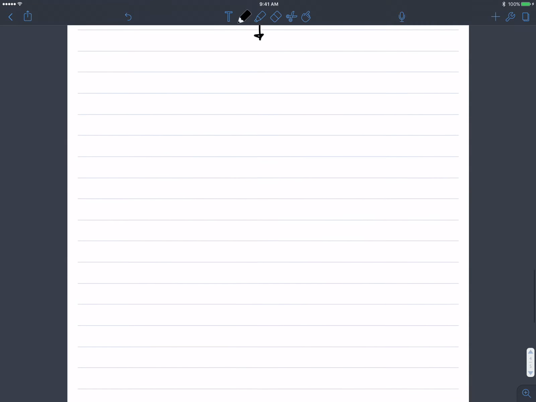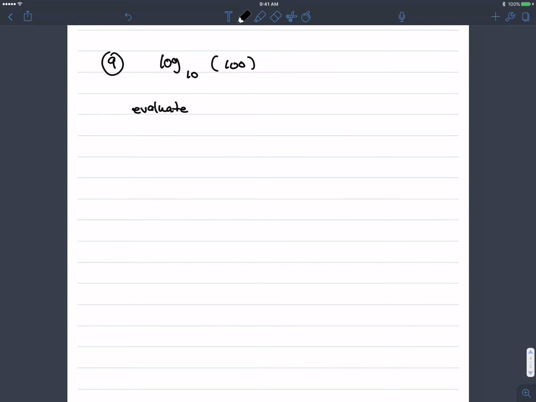Number 9. These problems, for example number 9, if we go here, they want us to evaluate the logs. And so now I have log base 10 of 100. I'm going to have to determine the value. When they say to evaluate, they really want you to return a value.